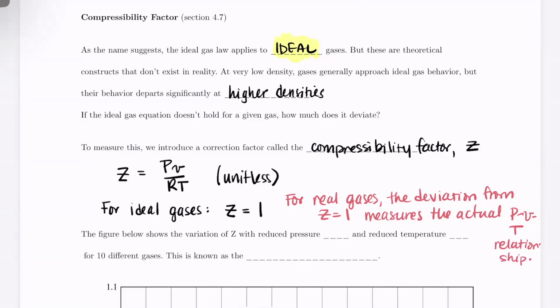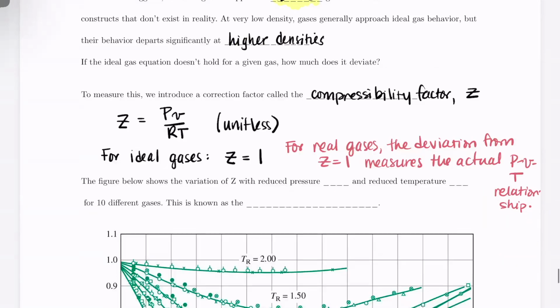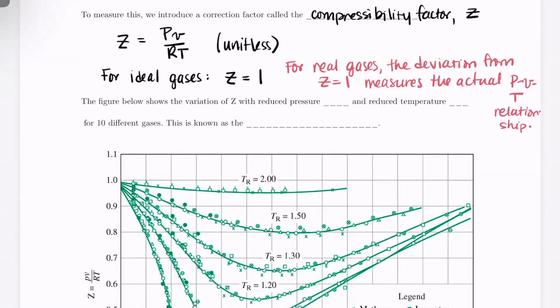All right, the figure below shows how Z changes with reduced pressure, which is given the symbol P_R, and reduced temperature, which is T_R, for 10 different gases. This chart is known as the generalized compressibility chart.